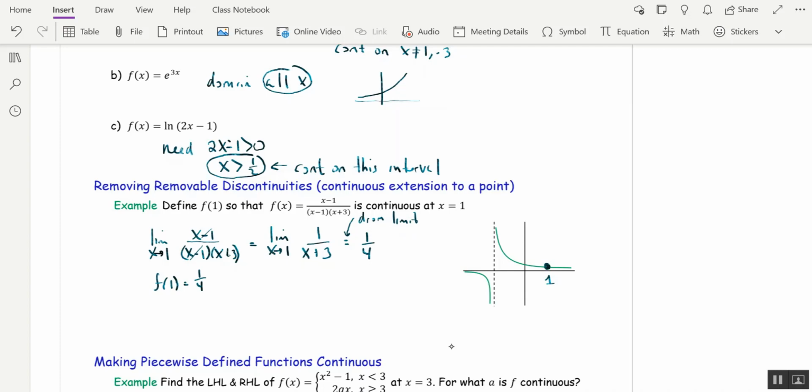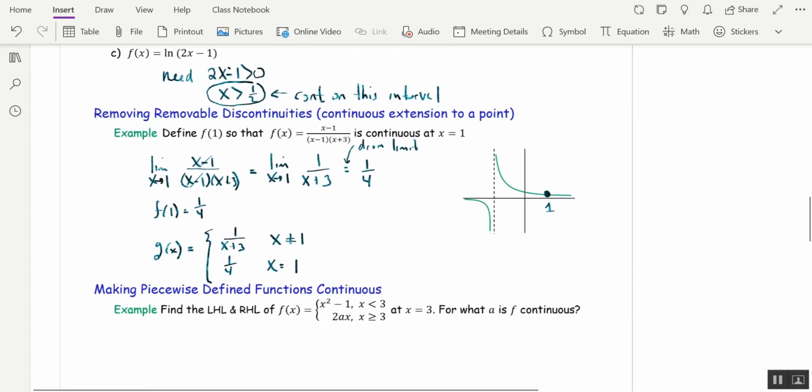And a way we can do that is we could make a piecewise defined function that will agree with f everywhere, except it will fill in the hole. So let's let g of x equal 1 over x plus 3 if x is not equal to 1, and 1/4 if x is equal to 1.